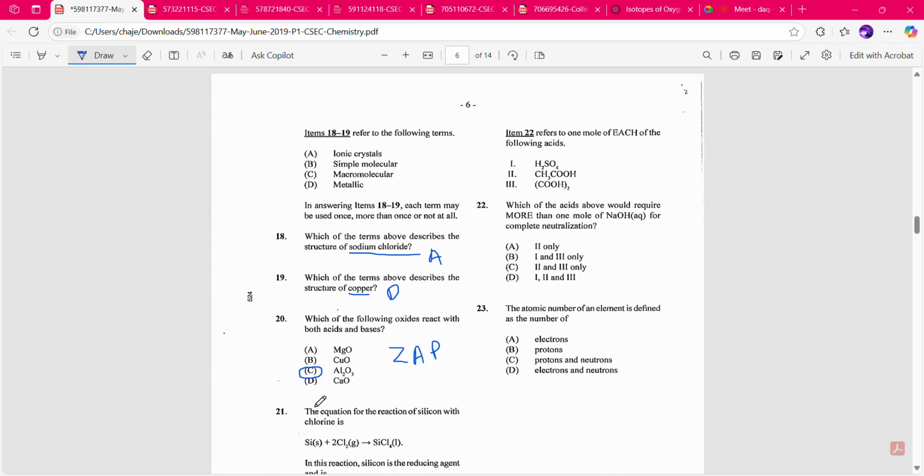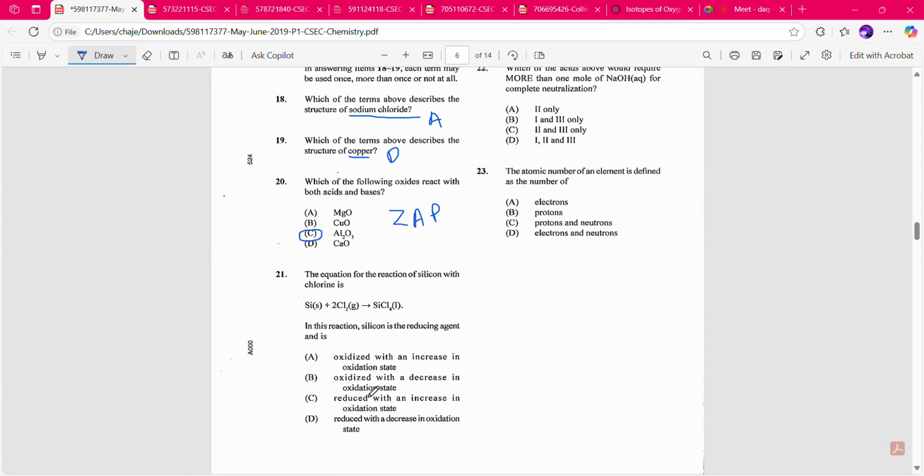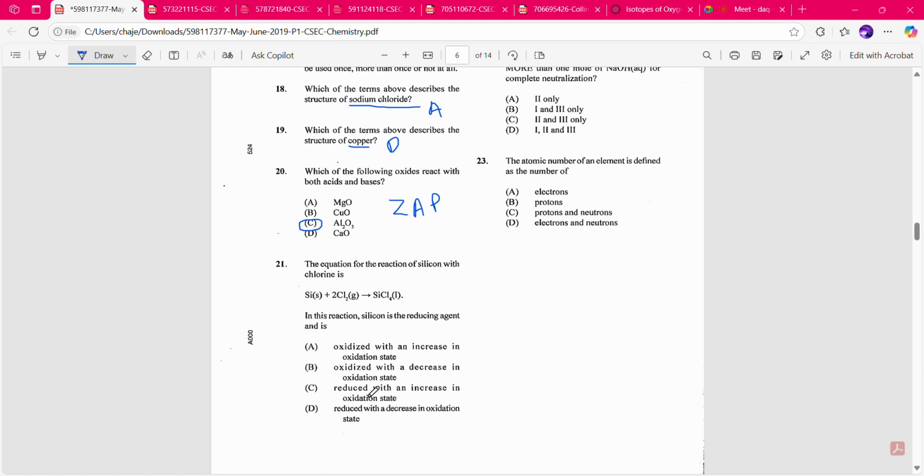Copper oxide is also a basic oxide, and calcium oxide, basic oxide. Number 21, the equation for the reaction of silicon with chlorine is this: silicon solid plus chlorine gas to give silicon tetrachloride. In the reaction, silicon is the reducing agent and is... let me just put in some oxidation states so I can make the deduction a little bit easier.